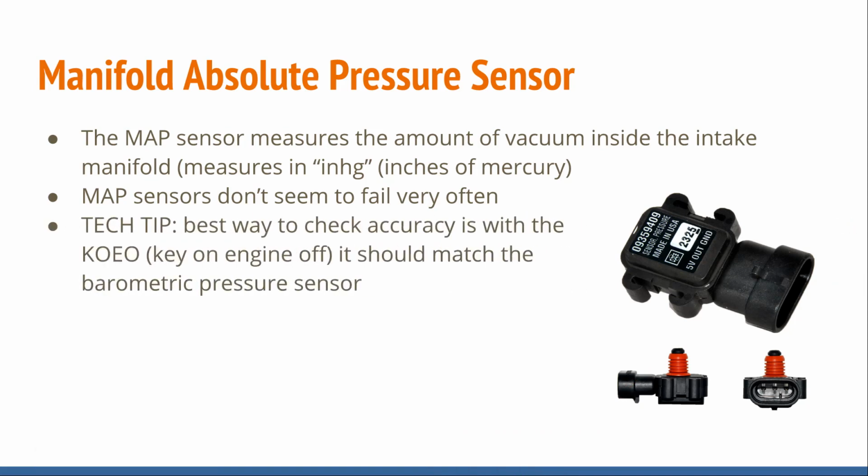Tech tip, the best way to check its accuracy is with your scanner. You're looking at your scanner, key on, engine off. KOEO. In the automotive field, that means key on, engine off. The MAP sensor should match the barometric pressure sensor. So key on, engine off, you're going to see those two sensors match or be really close to it.